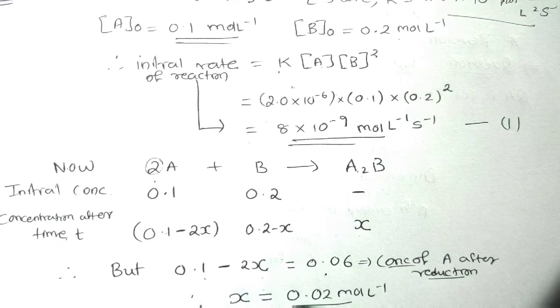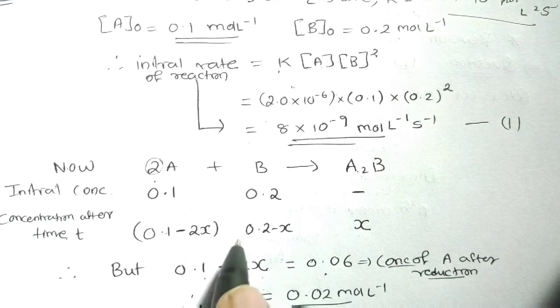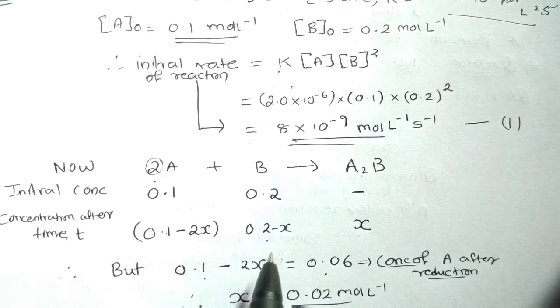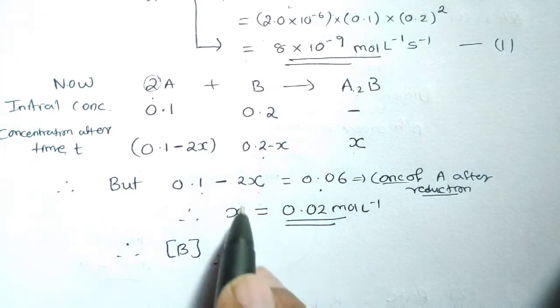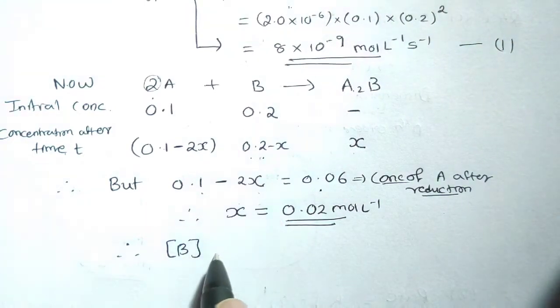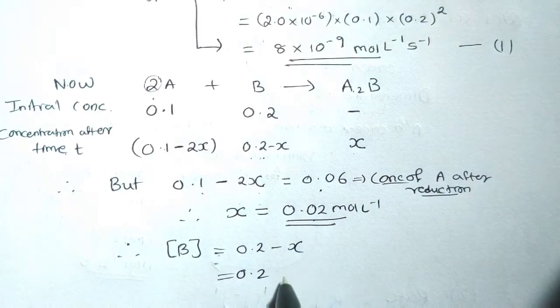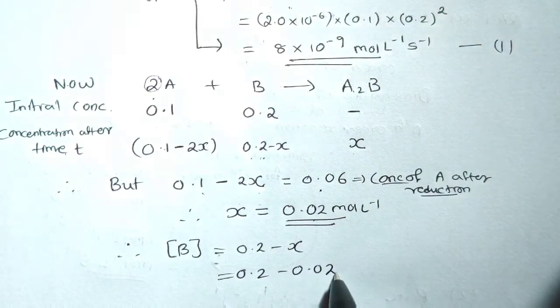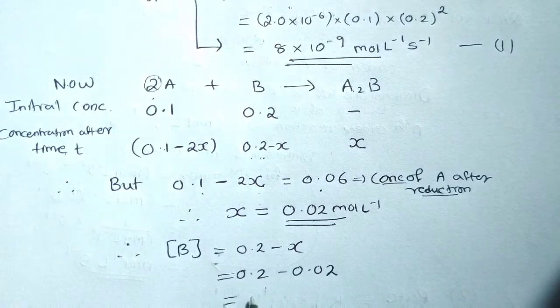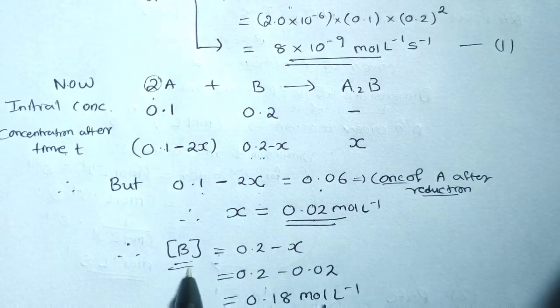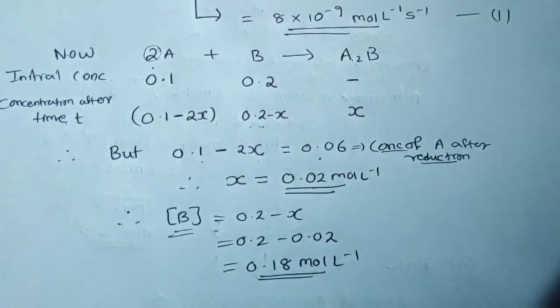Now suppose I want to find B. What is B equal to? What can we write here? B will be equal to 0.2 minus x. So for 0.2 minus x, I will take the value 0.02, which is equal to 0.18 mol L^-1. This is the concentration of B that I got.